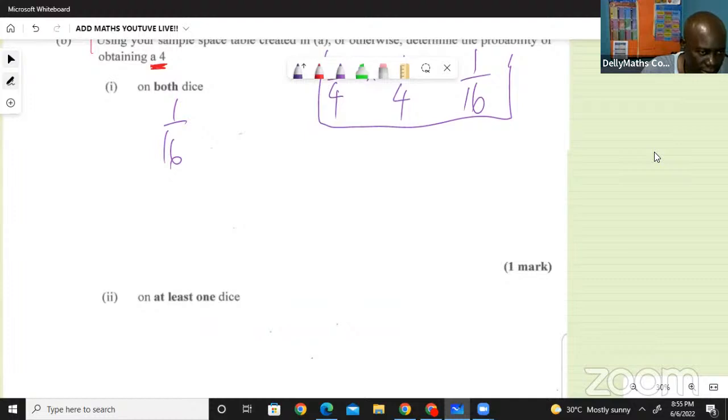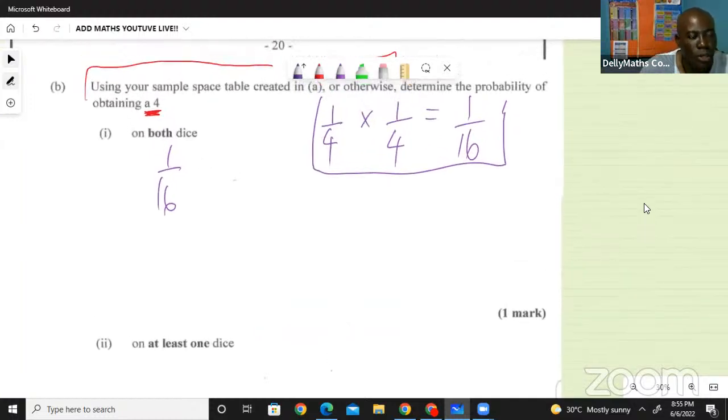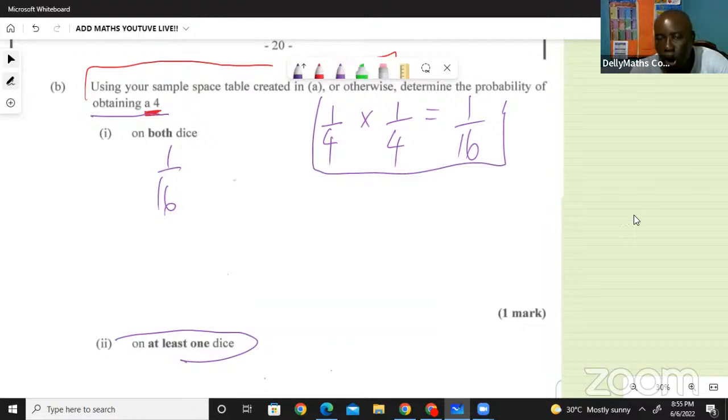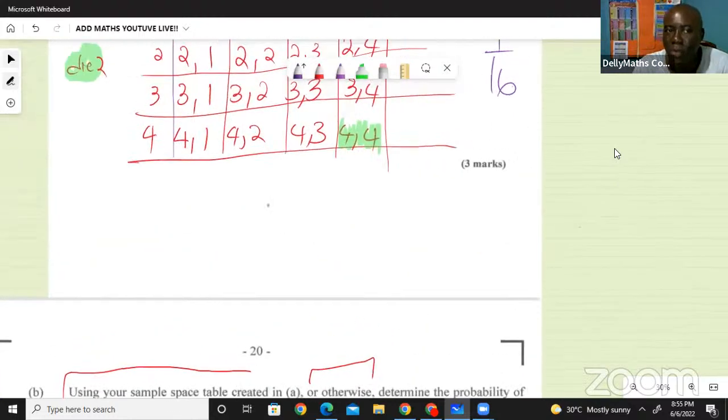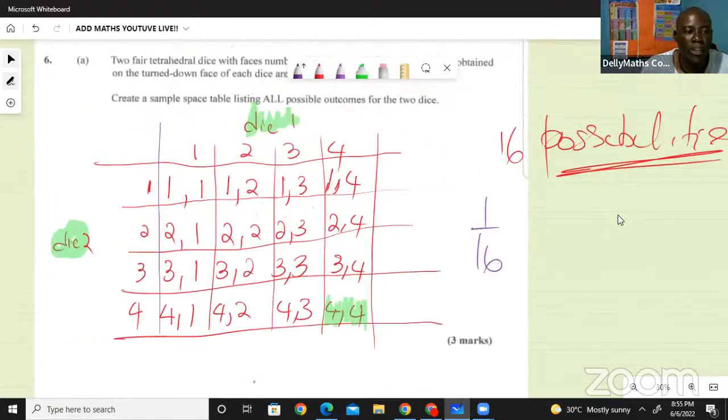At least 1 die. So you have to read back: to obtain a 4 on at least 1 die. At least means 1 or more. So that means we're going to have to identify all the 4s. So we have 4 here, 4 here, 4 here, 4 there, 4 there, 4 there, 4 there.